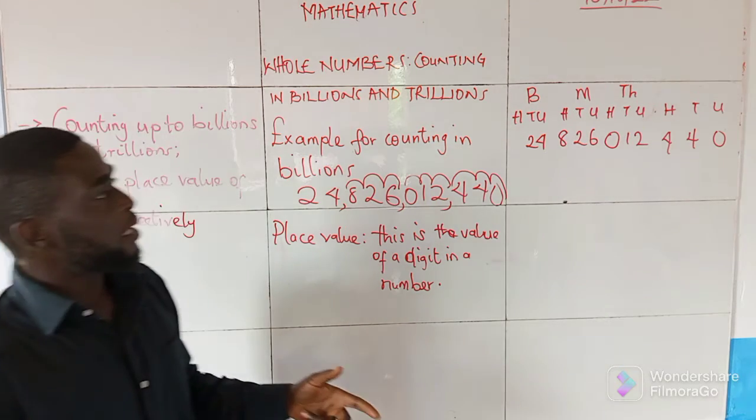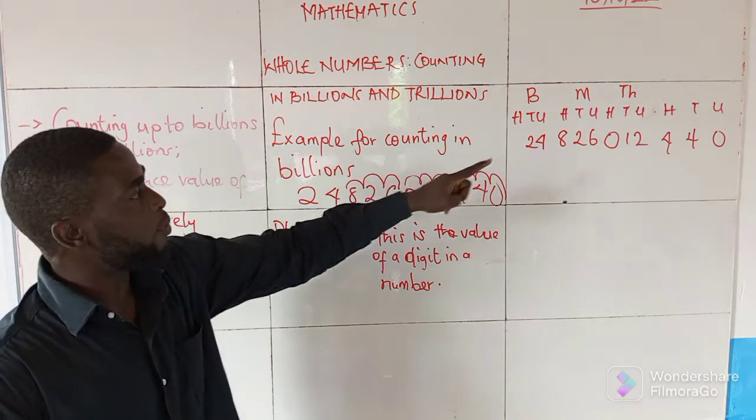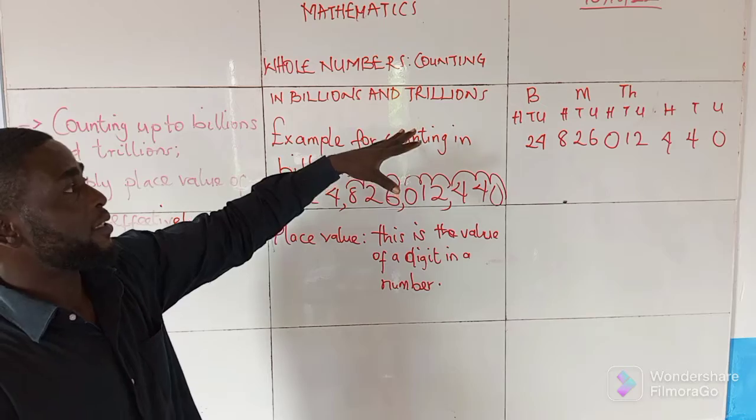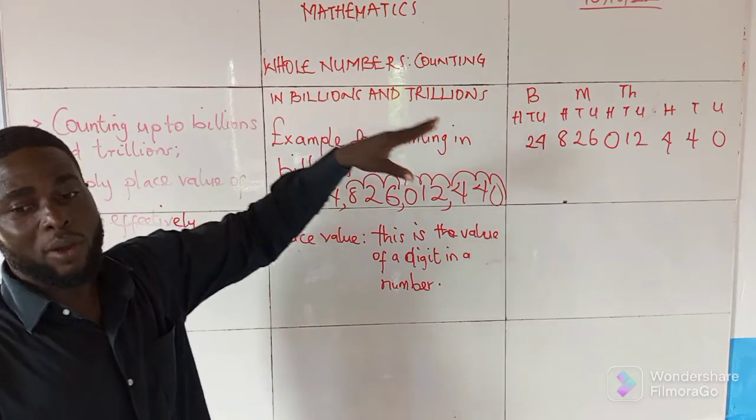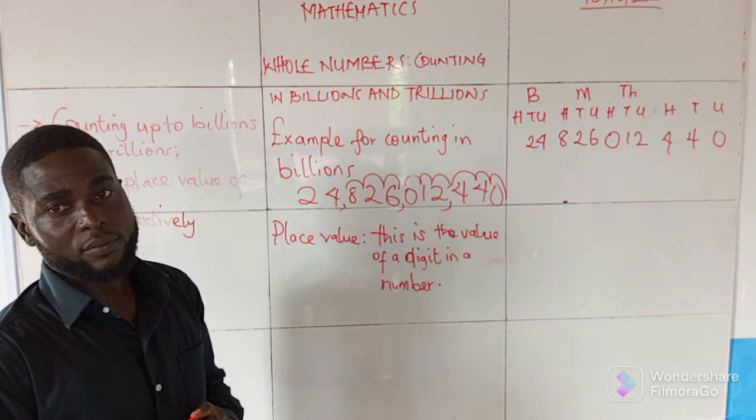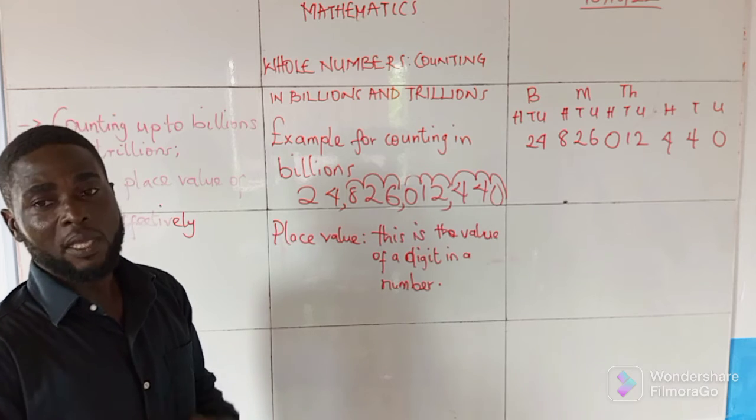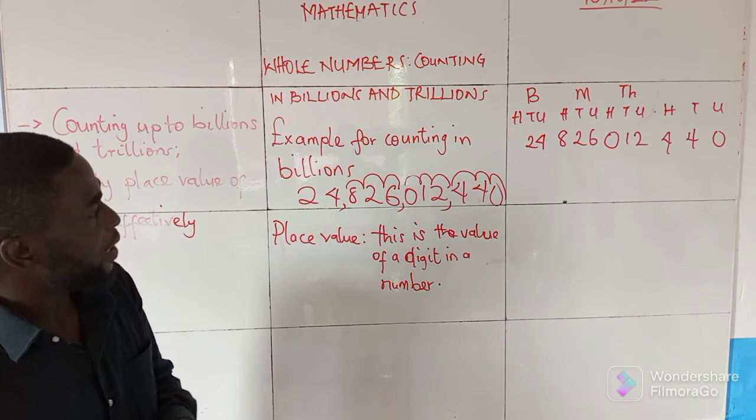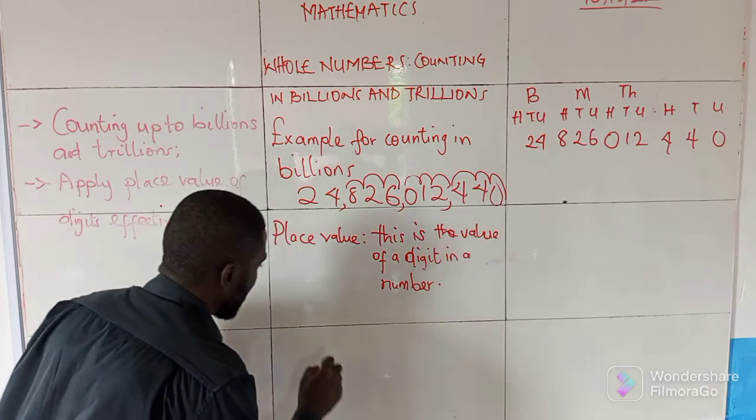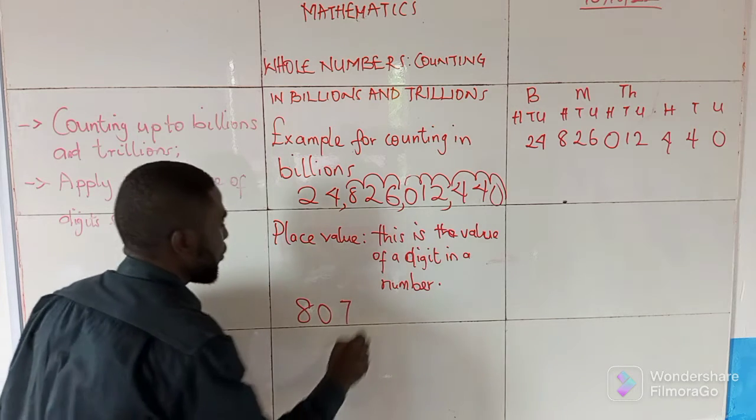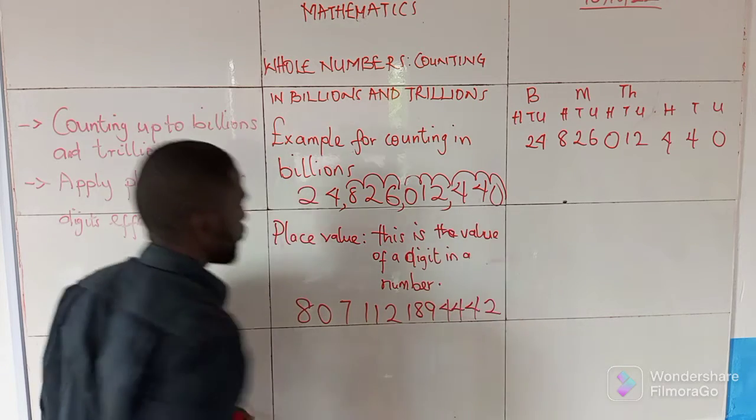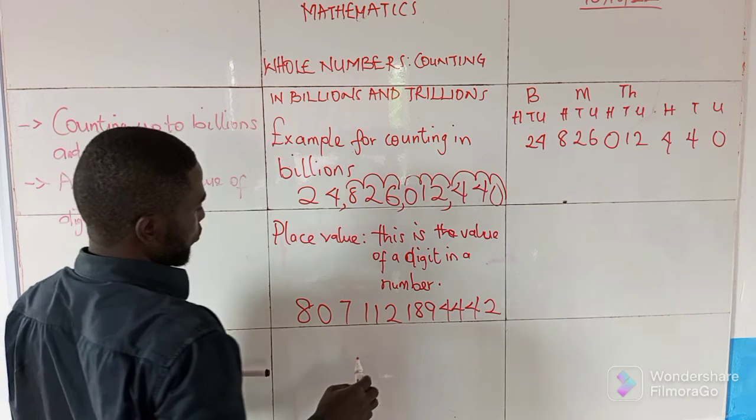Okay, so let me give you some more examples. One more example for billion, then I go to trillions and I round this off. But I want to believe so far that you are following. And if for any reason you are missing out on any of the explanations I've given, feel free to send in your messages, your questions. I will deal with them together. So let's pick another number, still in the billions category, and then get it done. 807, 112. Okay.